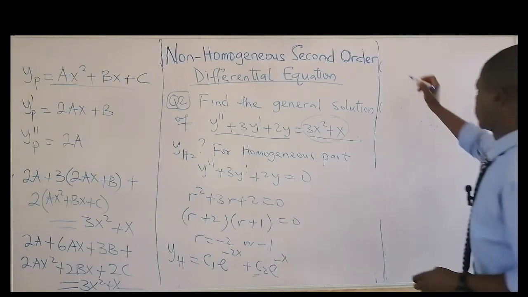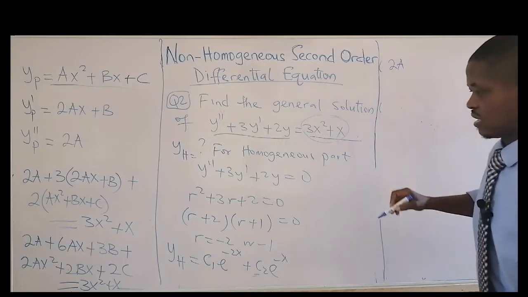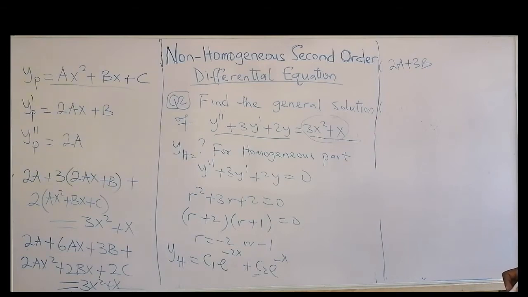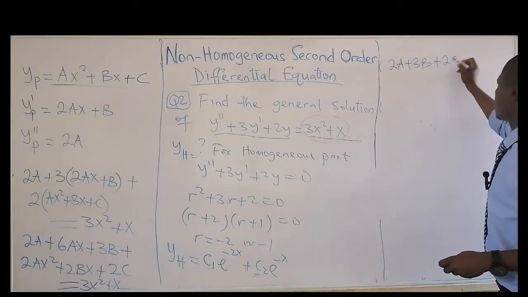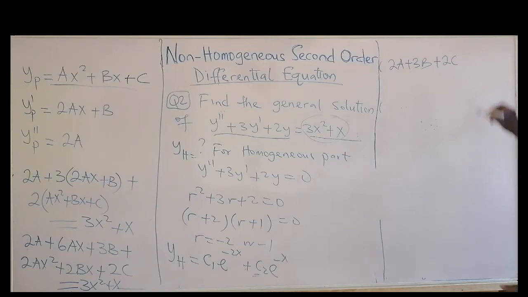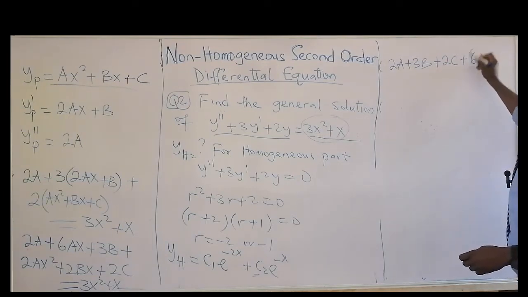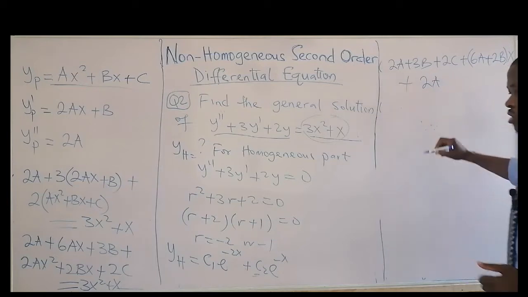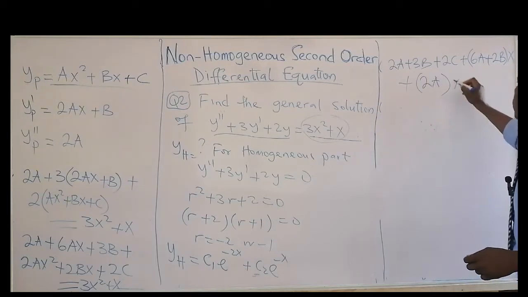The constant terms, we have 2a plus 3b plus 2c. Then for x, plus 6a plus 2b, bracket x. And then the x squared terms: we have only one, which is 2a, so that's 2a x squared.